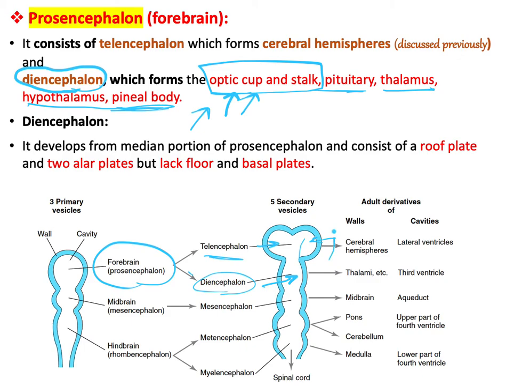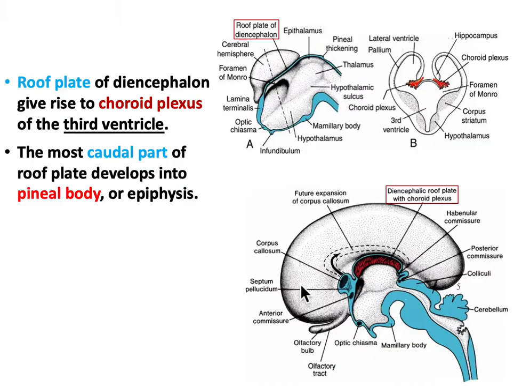And let me erase this. If you look at the diencephalon, which is not clear, I will show you. Remember that it has a roof plate and an alar plate on both sides, but it has no floor or basal plate. Let me show you. Here you are looking at the medial side of the diencephalon. Here is the cerebral hemisphere.